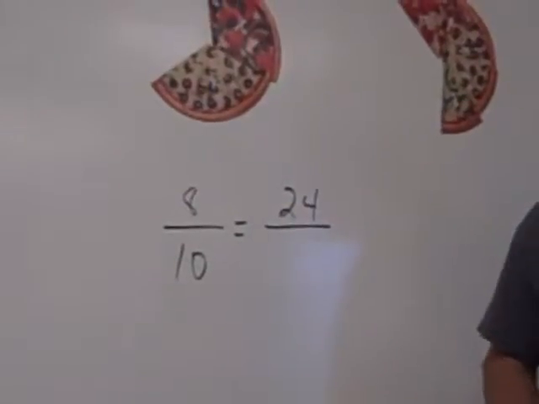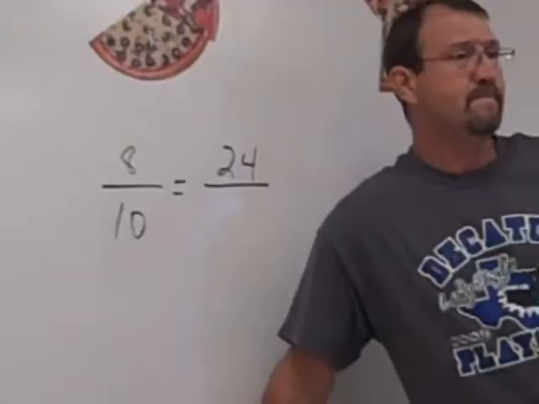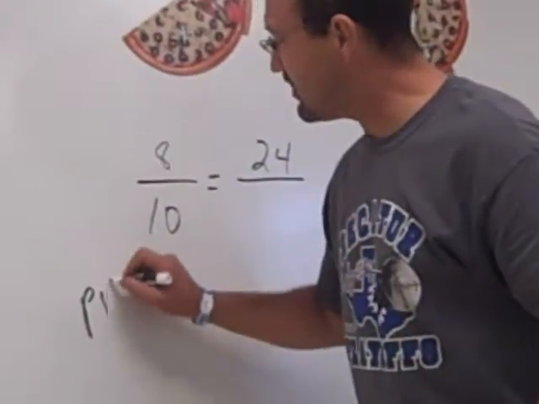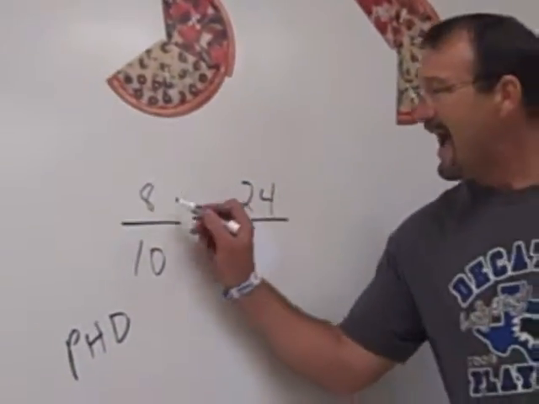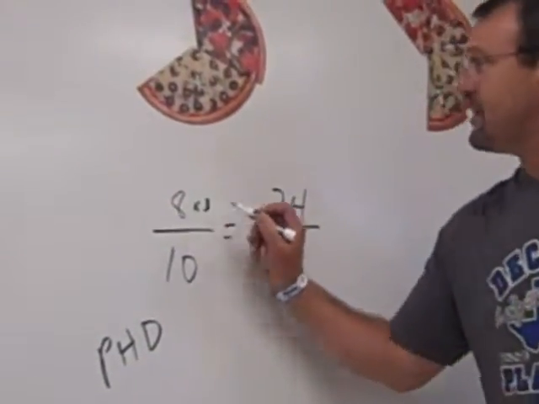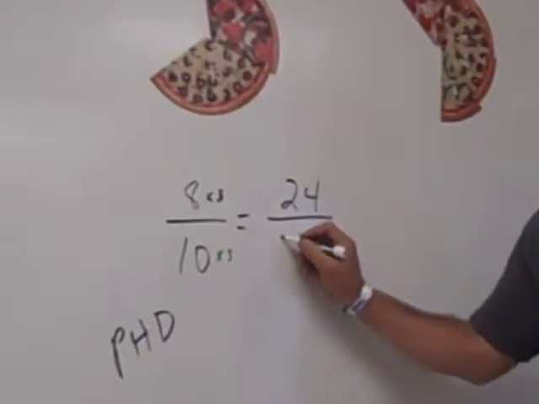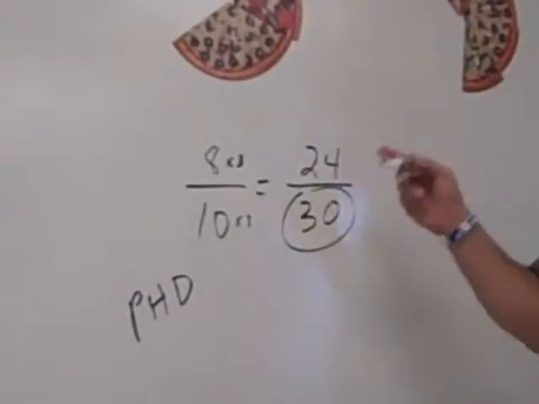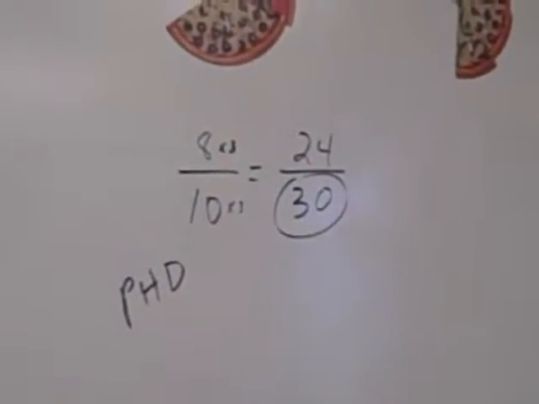So, what did we learn last week that you'll never find in a math book? It's something I made up. PhD. Remember PhD? Play, how, did. So, how did 8 turn into 24? It got times by 3, so we do the exact same thing to the bottom. 10 times 3? 30. And we found the missing part to the equivalent fraction, or the equal fraction to it. Remember doing that? PhD. Is it coming back to you?